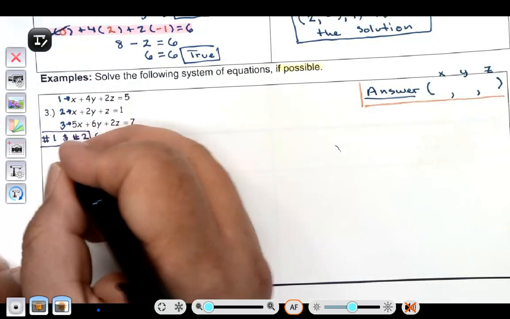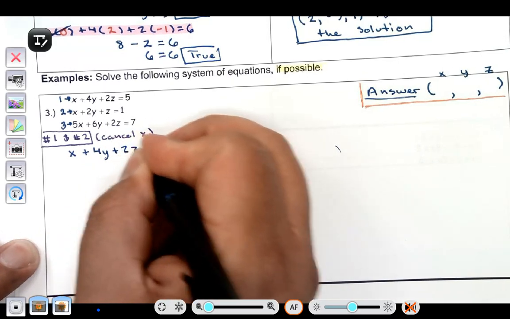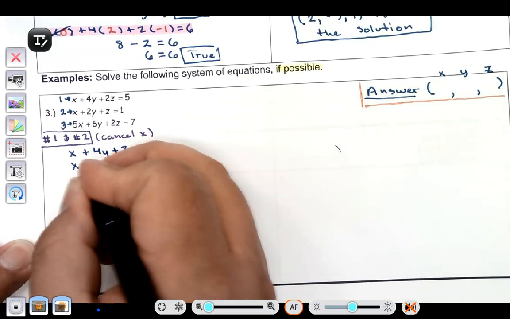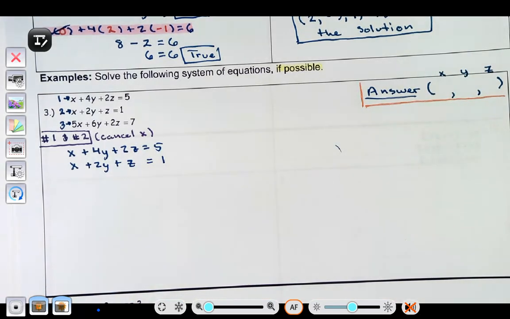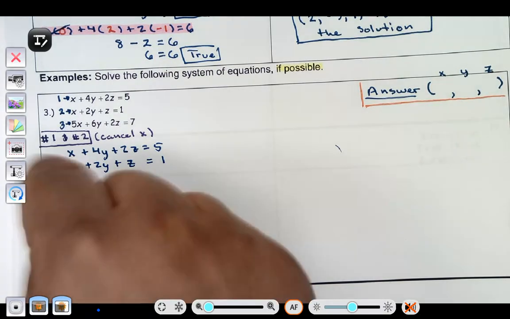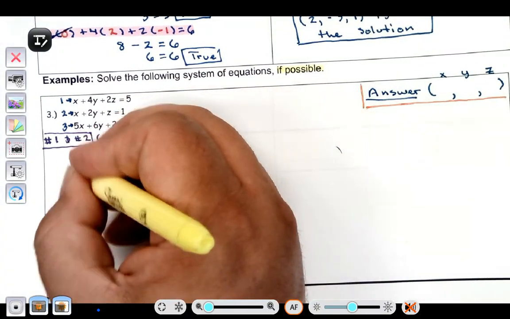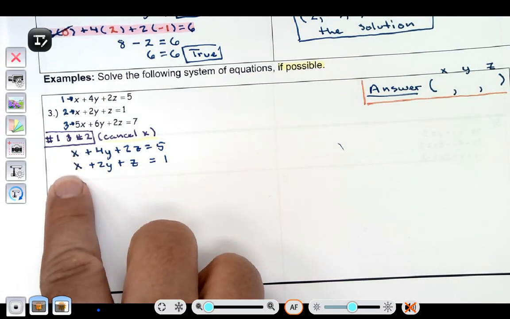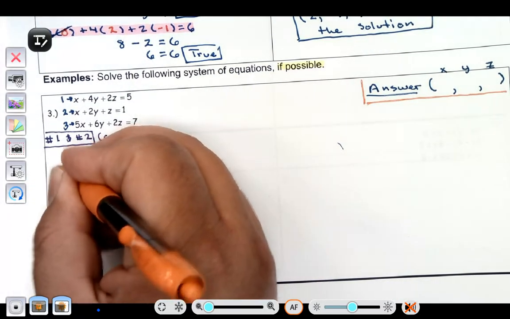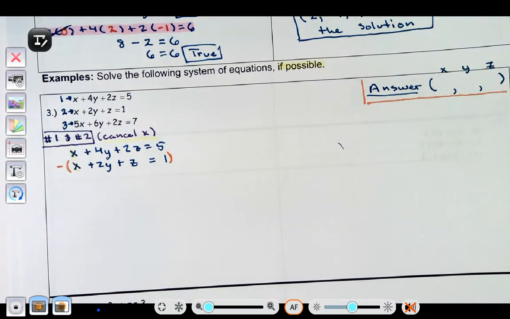All right, so I'm going to write my equation. x plus 4y plus 2z is equal to 5. x plus 2y plus z is equal to 1. My goal is I want to cancel the x. Think about it: this is a positive 1, yes, it's invisible, so 1 plus 1 does not go away. That means I want one of these to be a negative, so I have to multiply everybody by a negative.